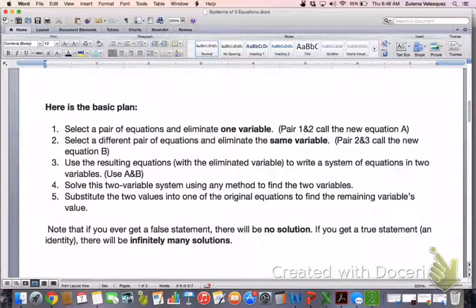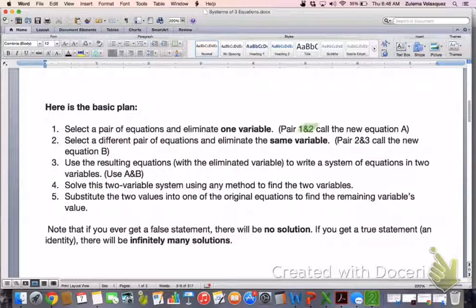So the general plan is, 1, you're going to pair up your equations and eliminate 1 variable. So we're going to make 2 pairs of 2 equations from the 3 equations. So I find it easier just to pair the first equation with the second one and make 1 new system, and then from that one eliminate 1 variable. It doesn't matter if it's x, y, or z. So pair 1 and 2, multiply them by something if needed, eliminate 1 variable, and get us a linear equation with just 2 variables because you're eliminating 1.